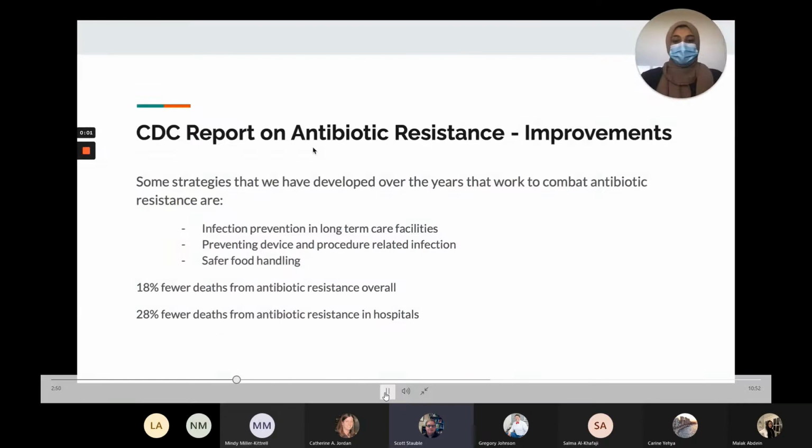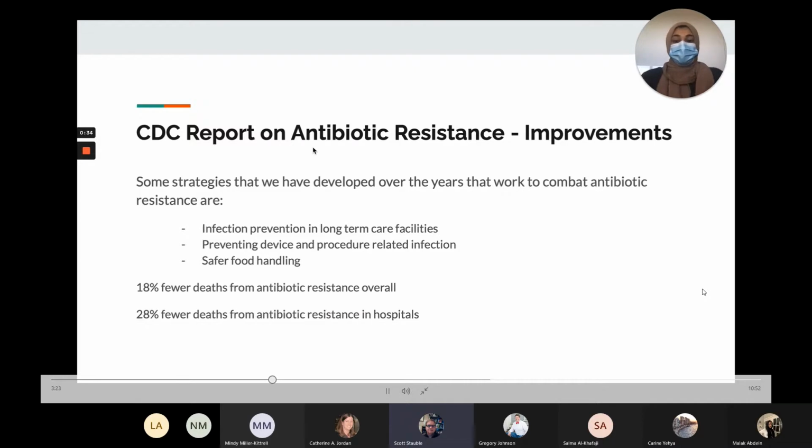CDC posts reports annually on antibiotic resistance, and I'm focusing on their 2019 report. And some strategies that they mentioned that we've developed over the years that work to combat antibiotic resistance are infection prevention in long-term care facilities. So this includes nursing homes and elderly homes. Preventing device and procedure-related infections. So this could be in the surgery room or OR, using more sterile technique with cleaning equipment. And also safer food handling.